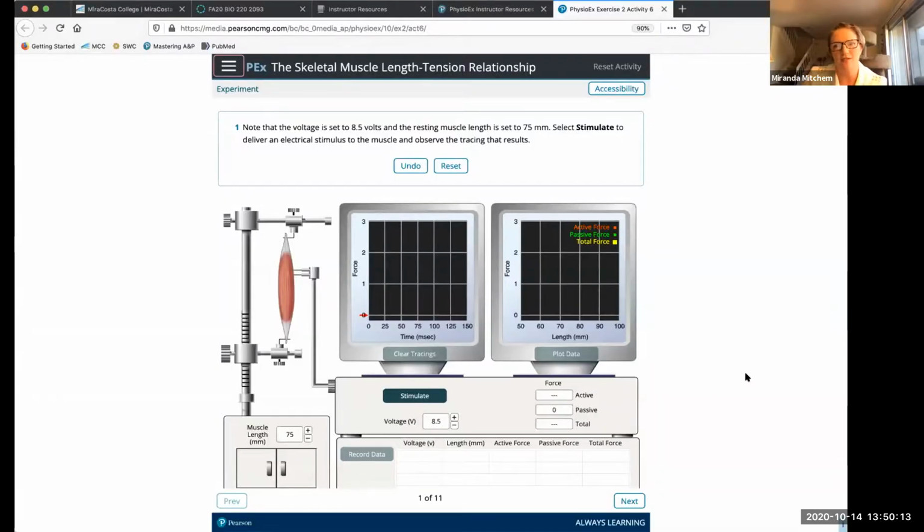So let me just get to the experiment part of it. All right, here we go. Let me share this with you. Last share, I promise. I just want to make sure that people that don't have access to PhysioEx can see this, because it is good information. So we're at 8.5 and we're at 75 millimeters in length. So we're going to hit stimulate and watch what happens.